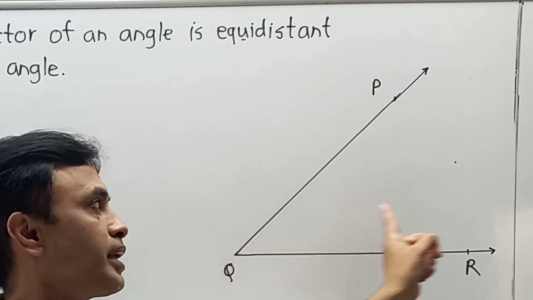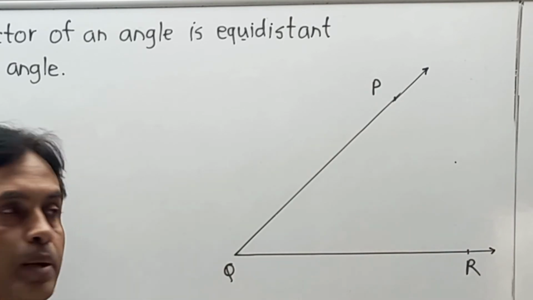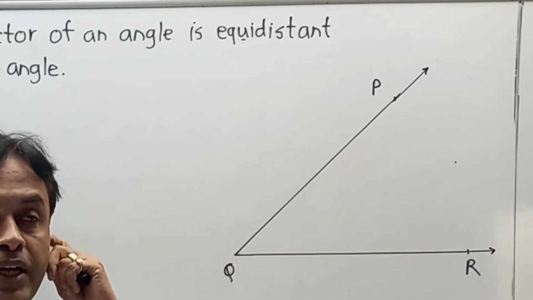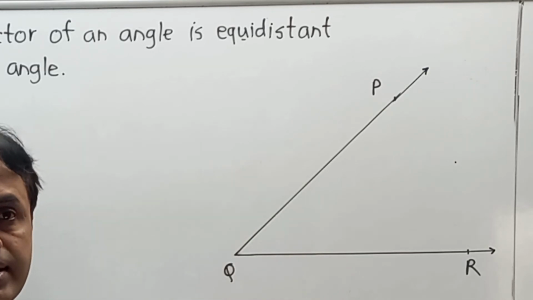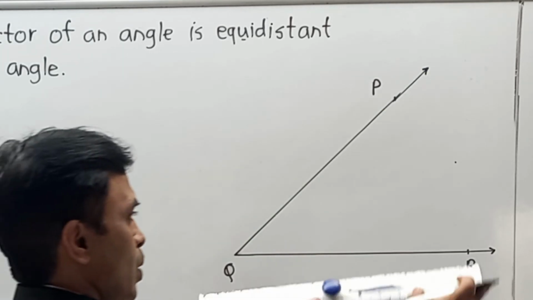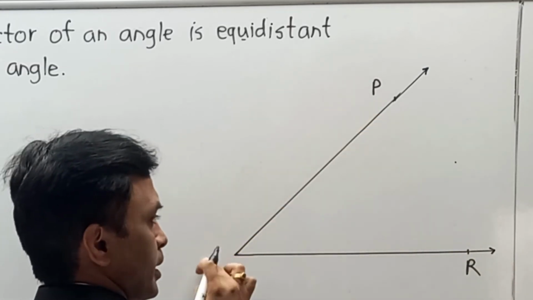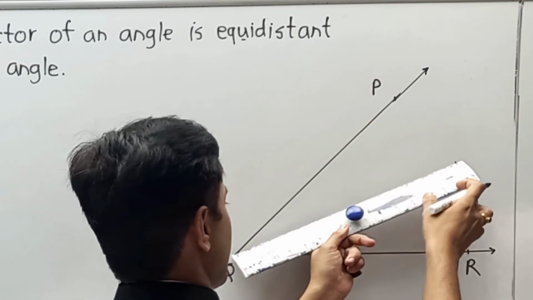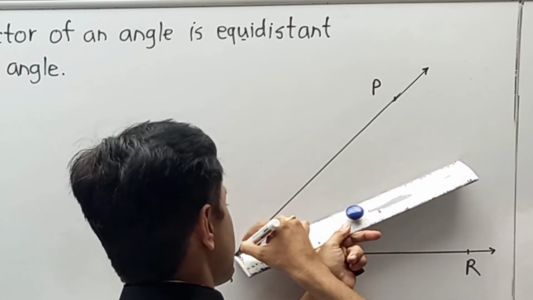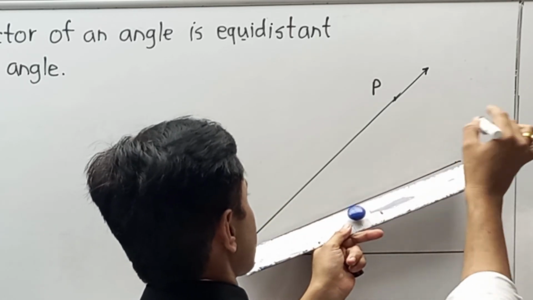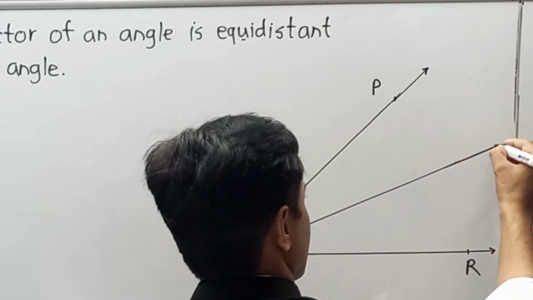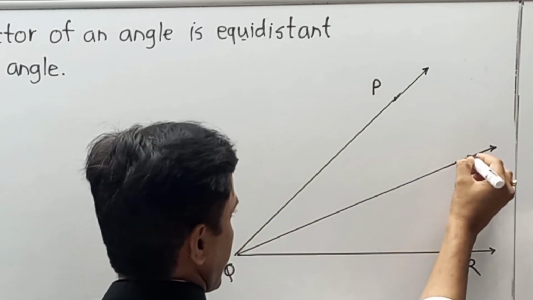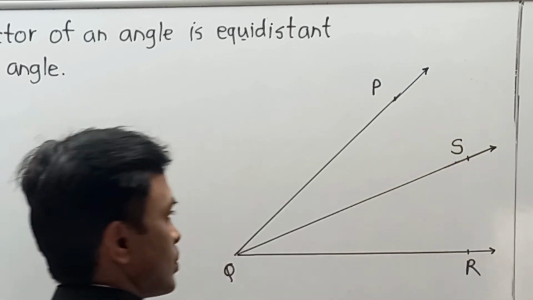Means if I draw any ray which is 25 degrees from this and 25 degrees from this, naturally it acts as an angle bisector. So I am going to draw one angle bisector of angle PQR. Let us say this angle bisector is indicating any point. Let us say S over here.